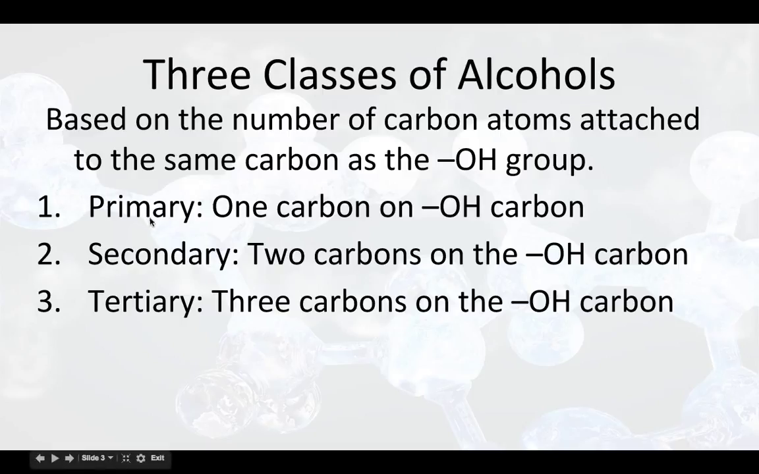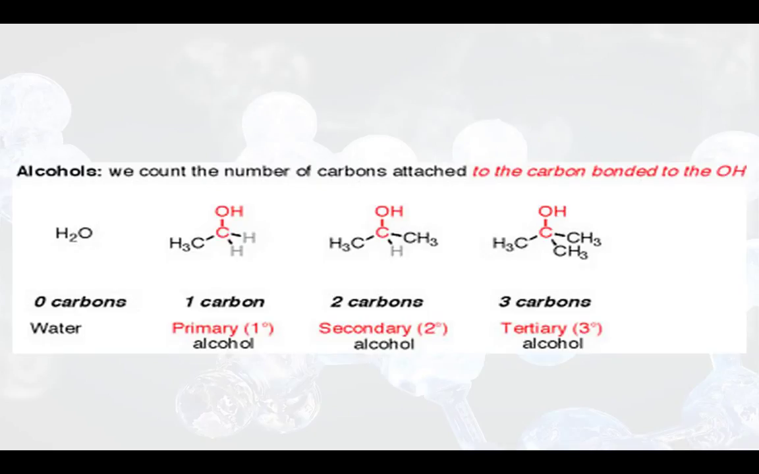And with primary, it means that there's 1 carbon, 1 hydroxyl group, and 2 hydrogens. With secondary, it's 2 carbons, 1 hydrogen, and the tertiary means that there's no extra hydrogens attached to that 1 carbon that we're looking at, the carbon in question.